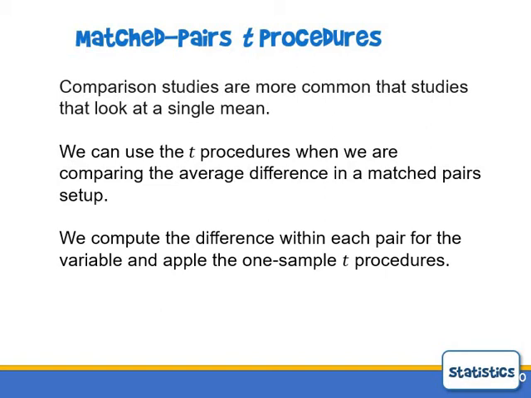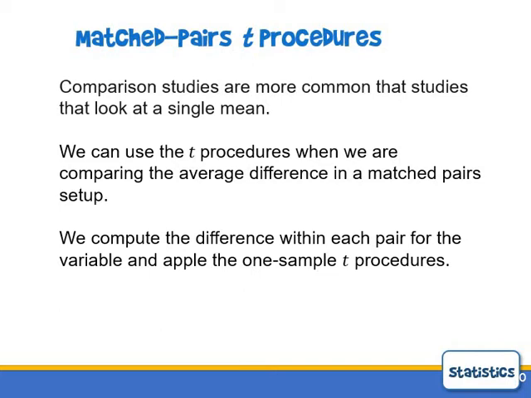So in this section, we're just calling them the T procedures, but really they're called the one sample T procedures, where we're assuming that we have a single population and we're trying to figure out information about that population mean by using our sample mean. There are procedures called the two sample T procedures where we can compare means from two different populations.